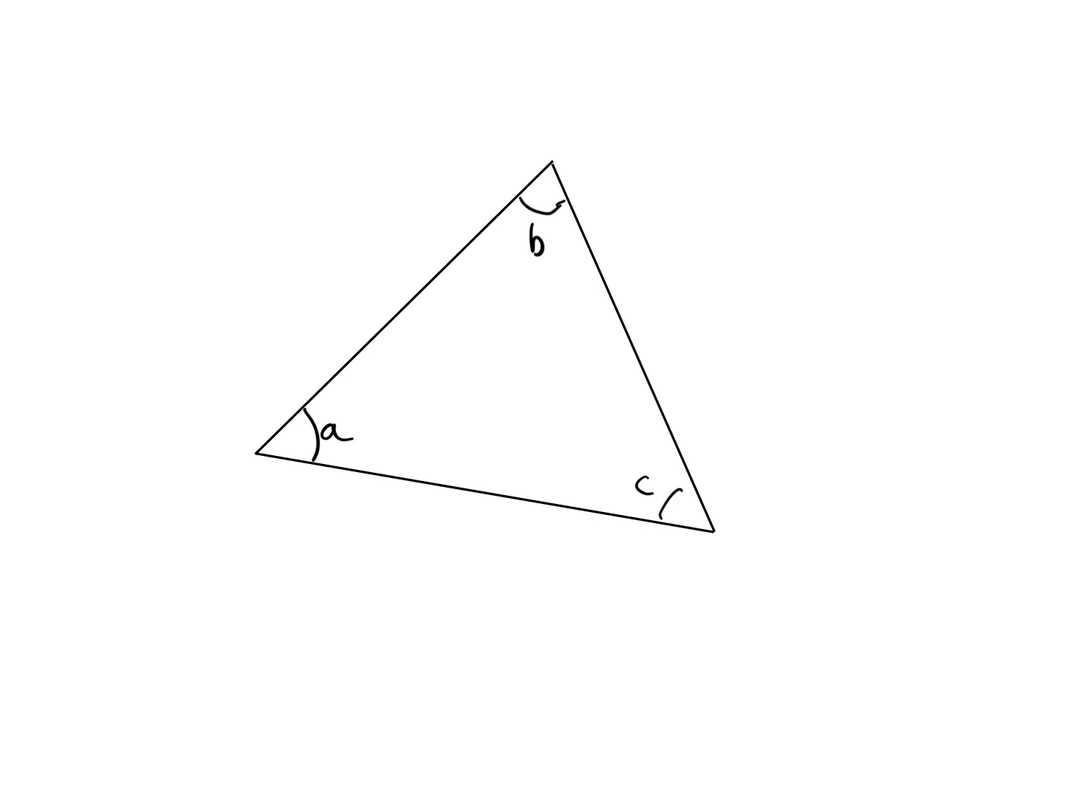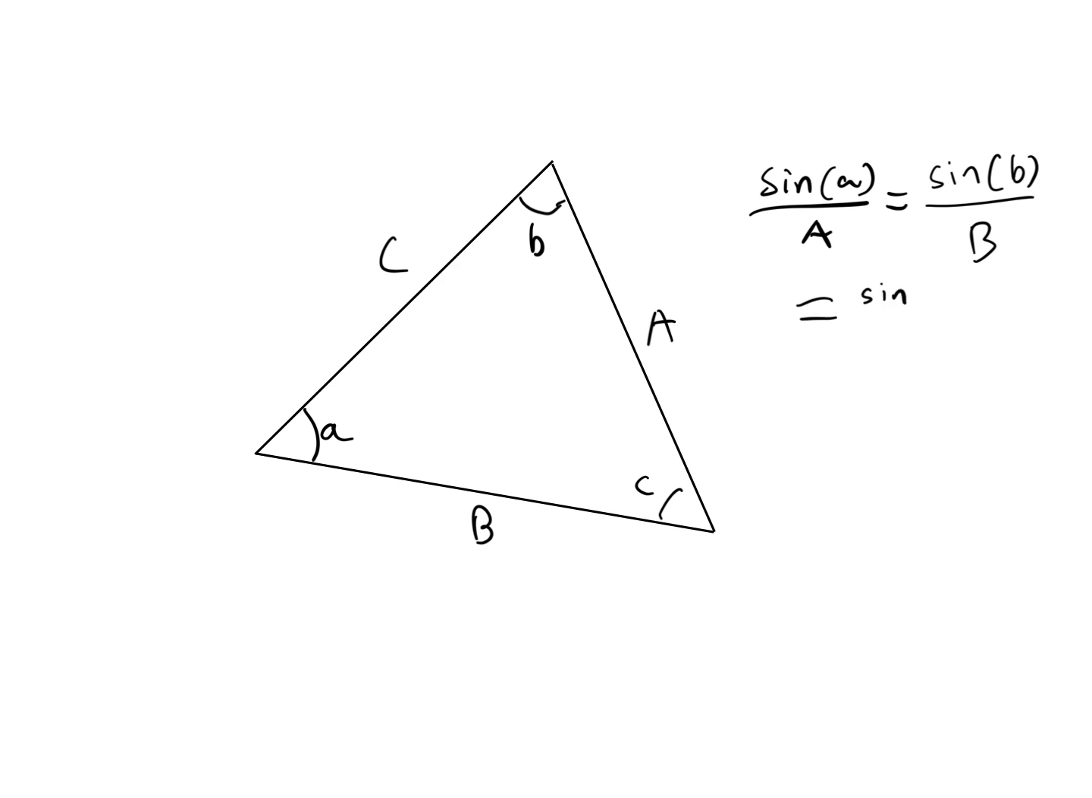Let's get started. If we label all these sides and the angles like so, the law of sines tells us that if you have a sine of an angle, if you divide that by the opposite side, the side that the angle opens up to, so if it's sine of A over the side A, this is equal to the sine of B over the side B, and this is equal to the sine of C over the side C.